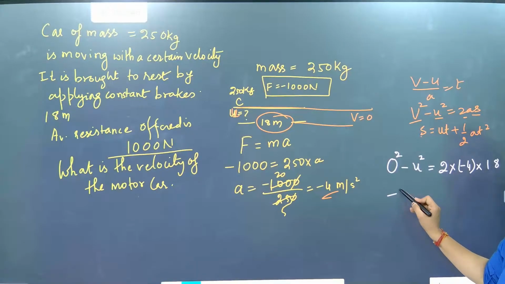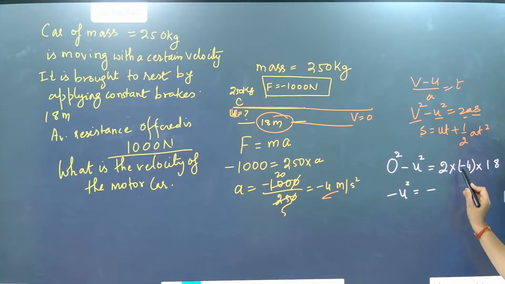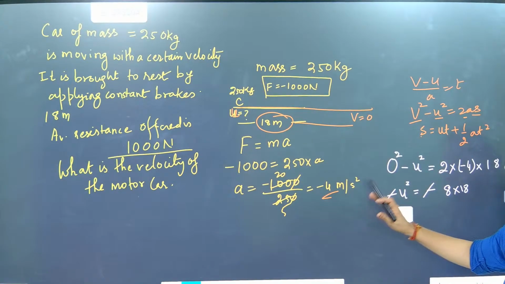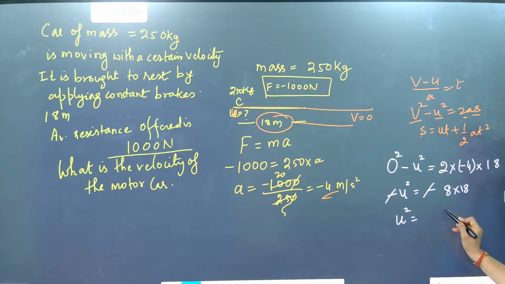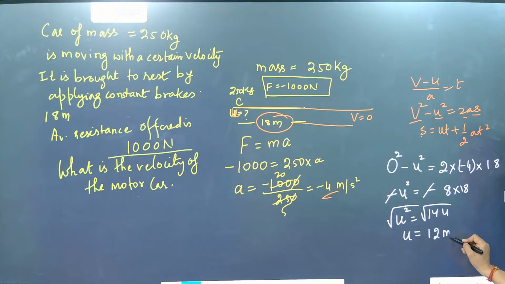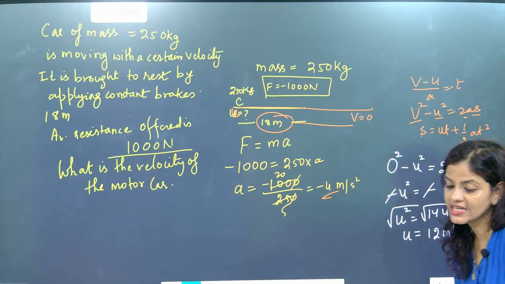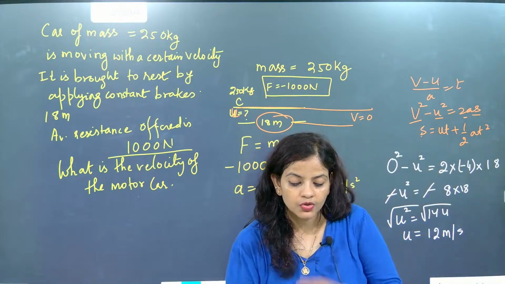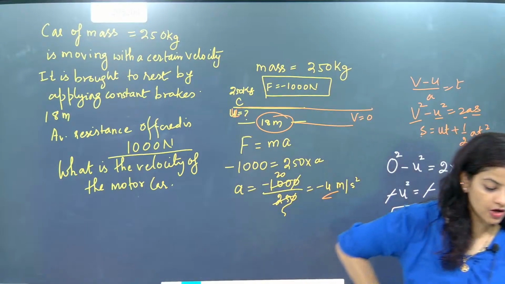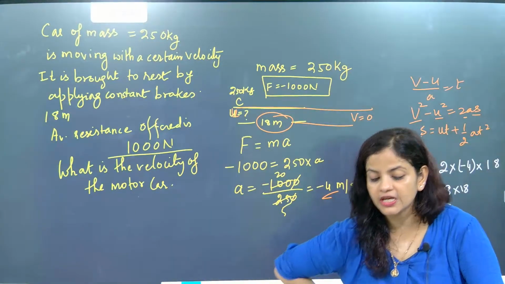Now look: minus u square is equal to minus 2 fours are 8 into 18. Then the minus and minus will get cancelled. u square is equal to 144, and then you just take the square root. u is equal to 12 meter per second. So what was the initial velocity? 12. Absolutely correct. The initial velocity is 12 meter per second.